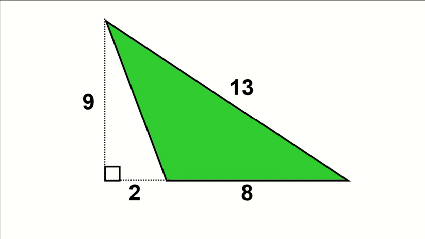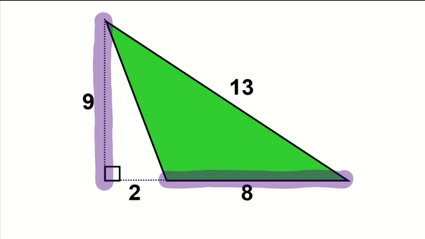Kyle? Nope. Try? Nope. Mason? Kyle, you forgot to divide by 2. All right, so we got base times height divided by 2. What's the base? 8. The base and height have to make a 90-degree angle. That's the base and the height.